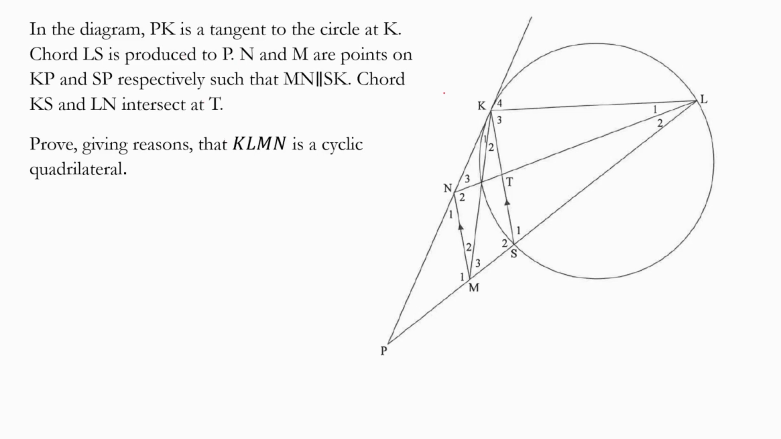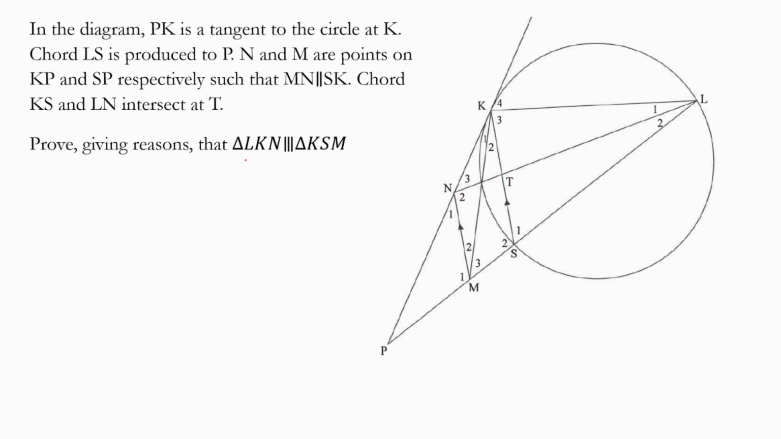In the diagram, PK is the tangent to the circle at K. Chord LS is produced to P. N and M are points on KP and SP respectively, such that MN is parallel to SK. Chord KS and LN intersect at T.